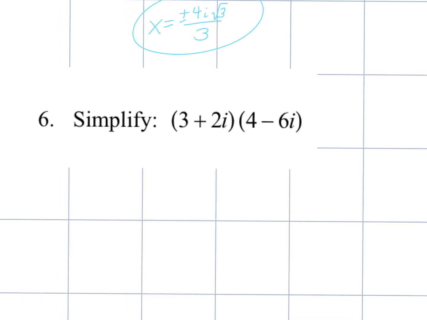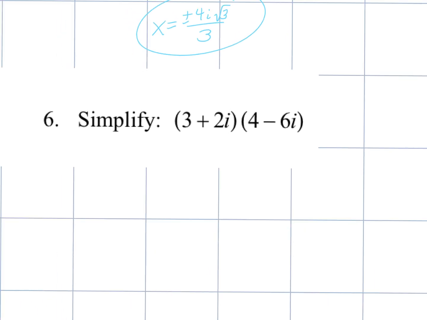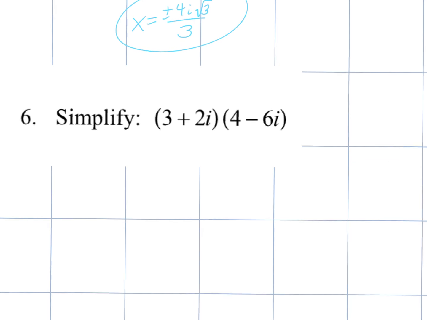All right, guys, in number 6, it says to simplify. It's not going to tell you what to do on the quiz. It's not going to say multiply, add. You guys have to know that. When you have two parentheses that are just stuck together right next to each other, that means to multiply. And remember, there's no i squareds in our answer. i squared is equal to negative 1.